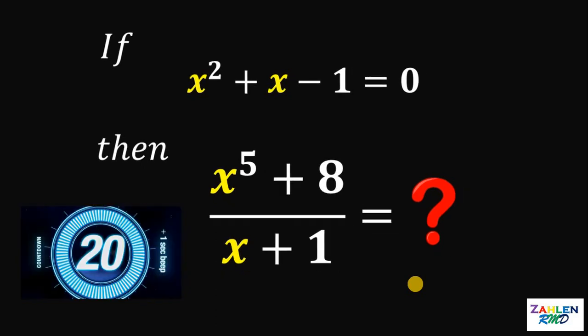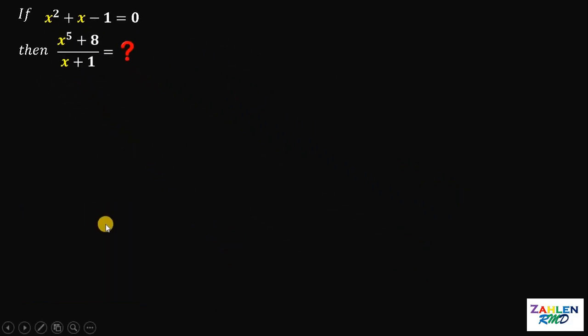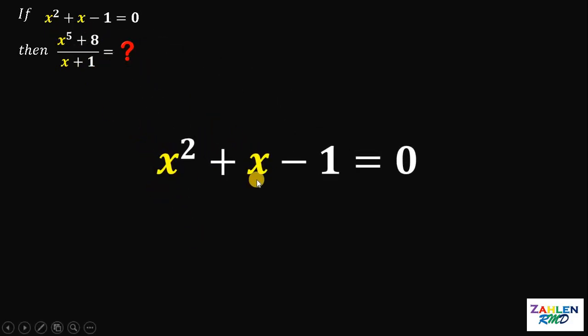Time's up. Now, let's answer this question together. Our goal in this question is to find the numerical value of x raised to the fifth power plus 8 all over x plus 1. Given this equation, x squared plus x minus 1 equals 0, we can already say that x is not equal to 0 because x equals 0 does not satisfy this equation. So x cannot be equal to 0. This is very important later on.